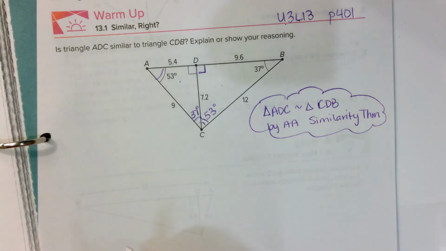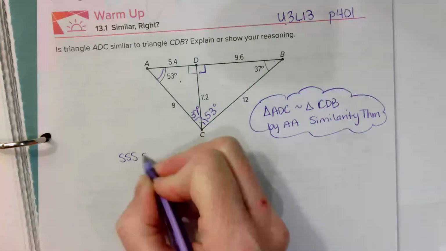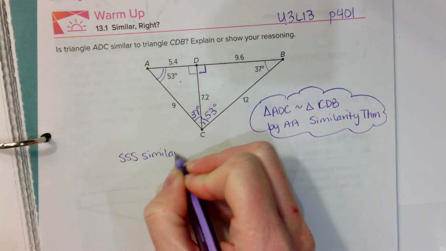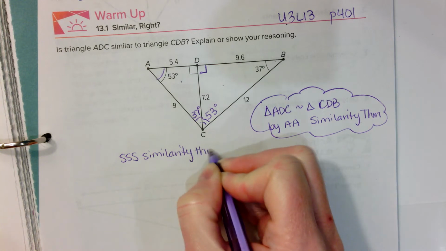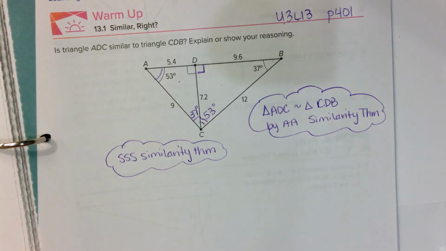So let's also show this. Let's decide to do side, side, side. So I want to also show this using the side, side, side similarity theorem. I want to remind you that if you're going to use that on a quiz or a test, you have to show me the proportions. You have to show me the ratios of the sides. I don't care if you do big over little or little over big, but you have to do the same for all three sets of sides.